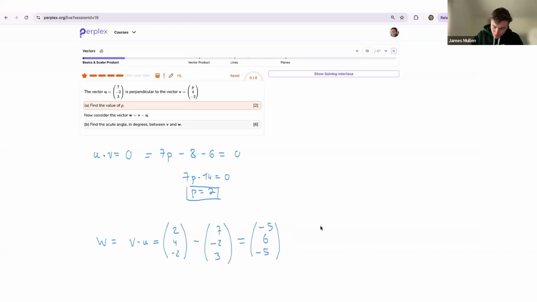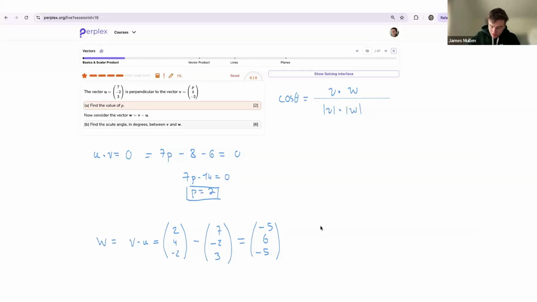And now, let's remember that cosine of theta is going to be, well, I'm going to take the scalar product of this new vector w with v. So I'm going to do v dot w divided by the magnitude of v times the magnitude of w. Okay, so we're going to have to find each of those things before we use this formula.